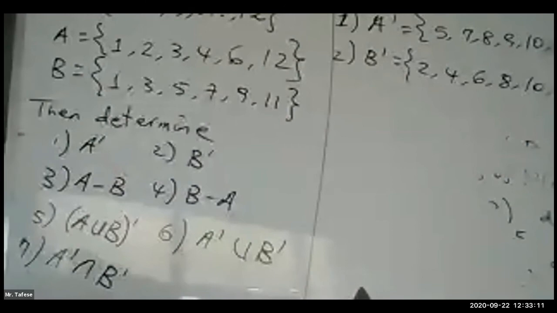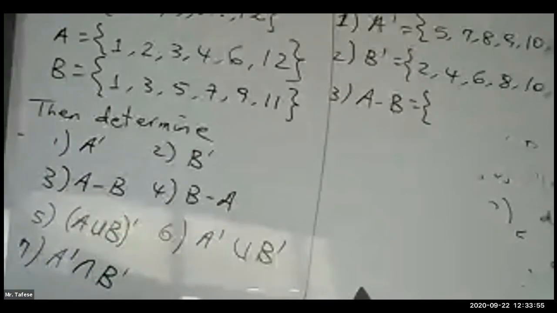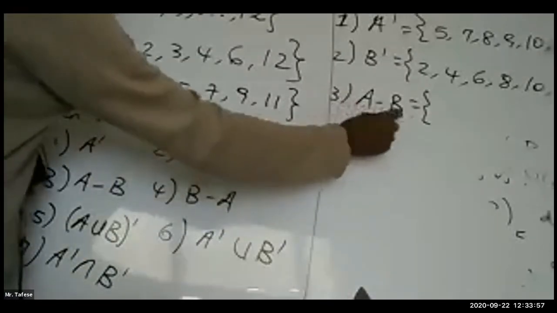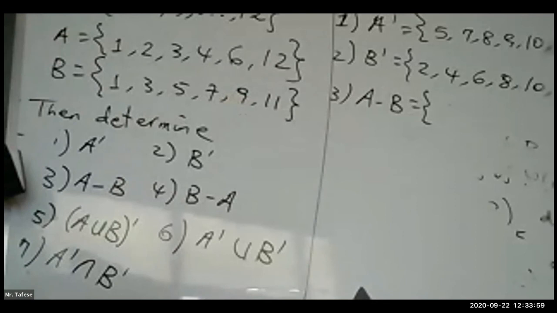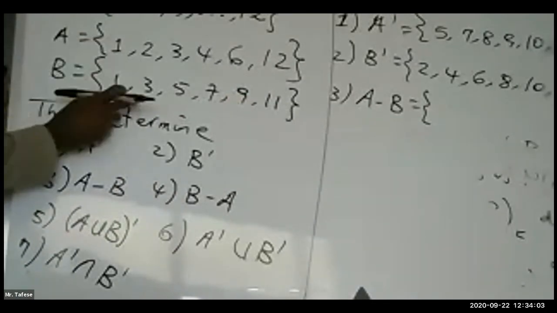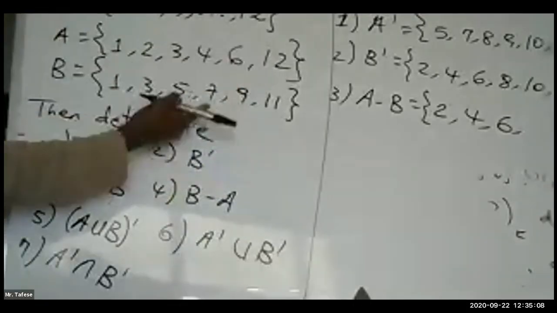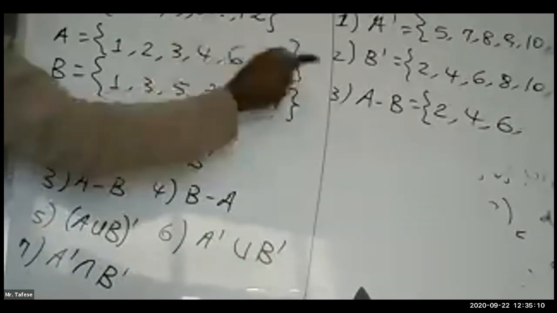Number three, the relative complement of B with respect to A. Among the elements of A that are not found in B, among the elements of set A that are not found in B, 6 is found in A but not in B, and 12.